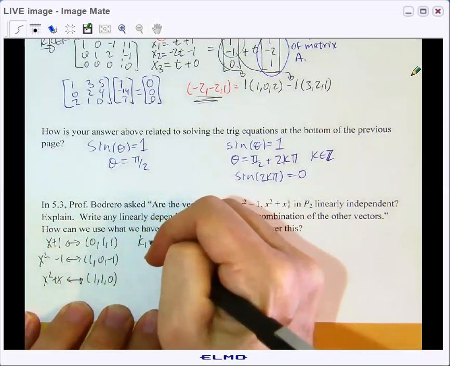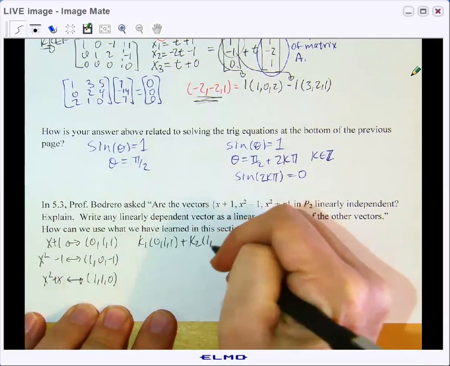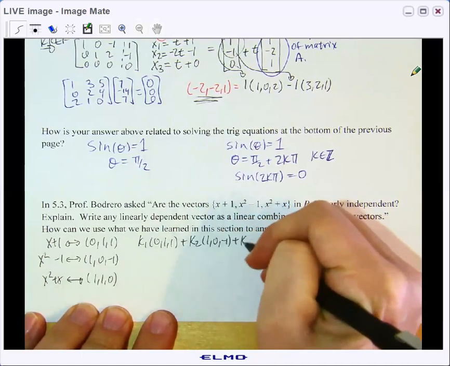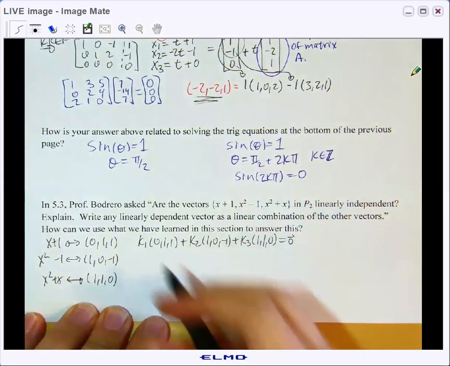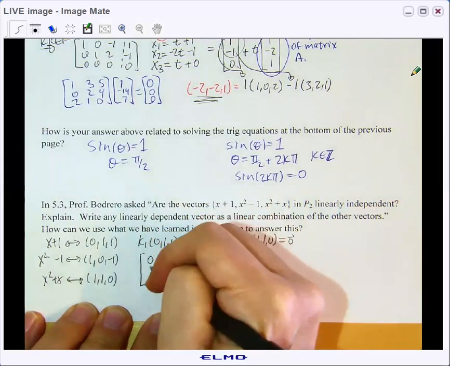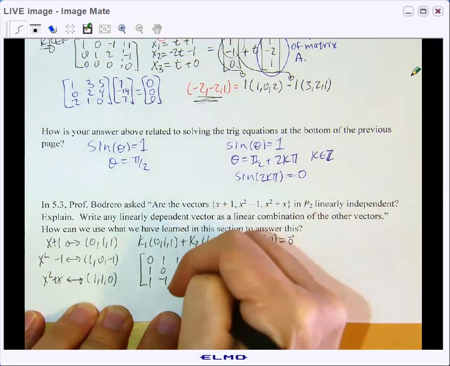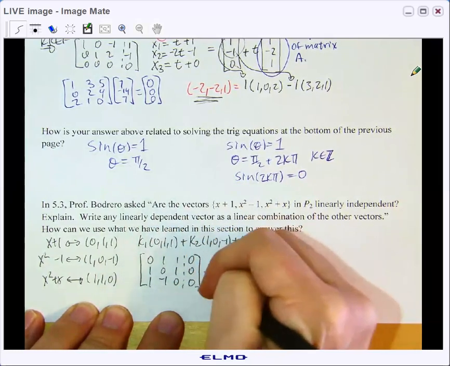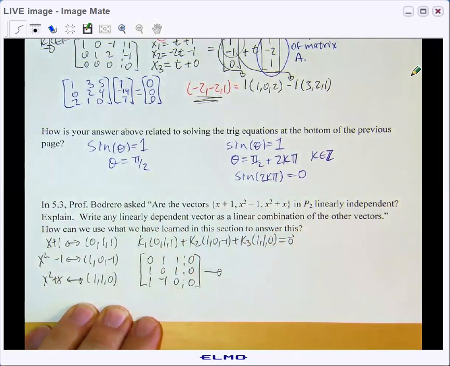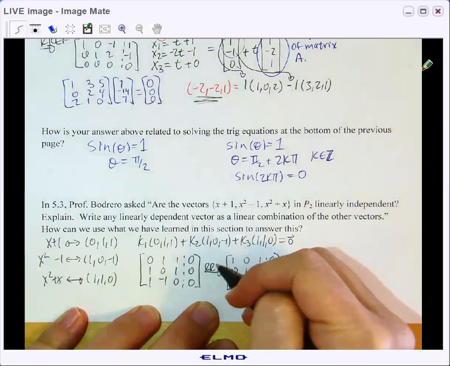So I'll do k1 times 0, 1, 1 plus k2 times 1, 0, negative 1 plus k3 times 1, 1, 0. And let's check to see if that's the 0 vector. But like we've done before, we'll set up our linear system and put them into the calculator in RREF and see what we get. I get this when I RREF.